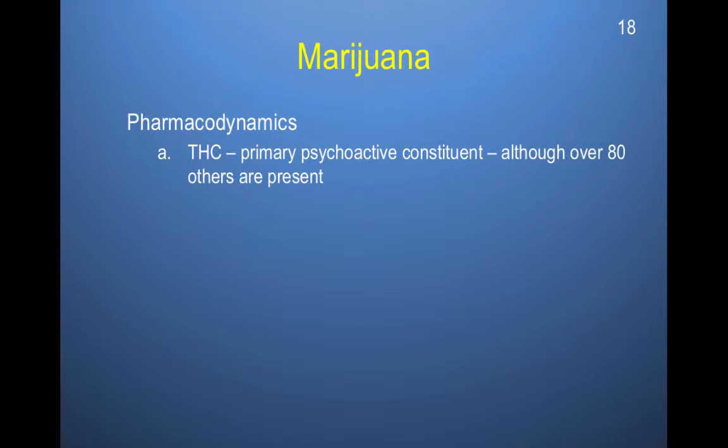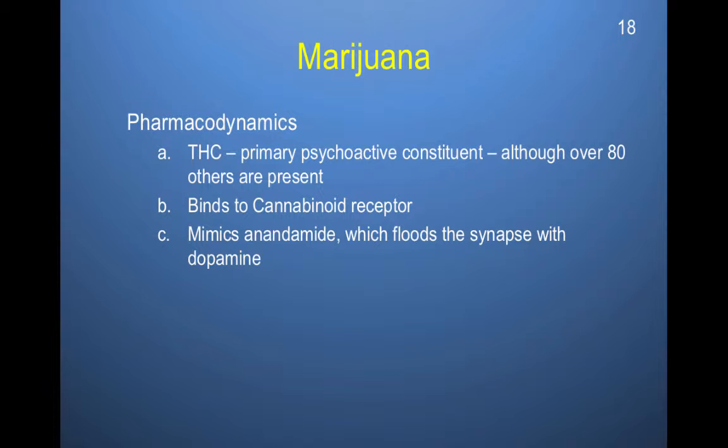Marijuana binds to the cannabinoid receptor, and in this way it mimics anandamide, which floods the synapse with dopamine. If cannabis mimics anandamide, which floods the synapse with dopamine, would marijuana be considered an agonist or an antagonist? Think for a second, which mimics or enhances, an agonist or antagonist? Marijuana would actually be an agonist in which it increases and enhances anandamide, which leads to greater dopamine.